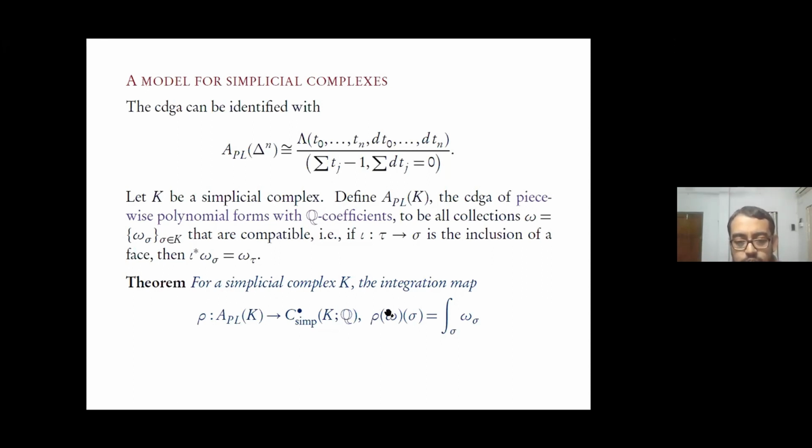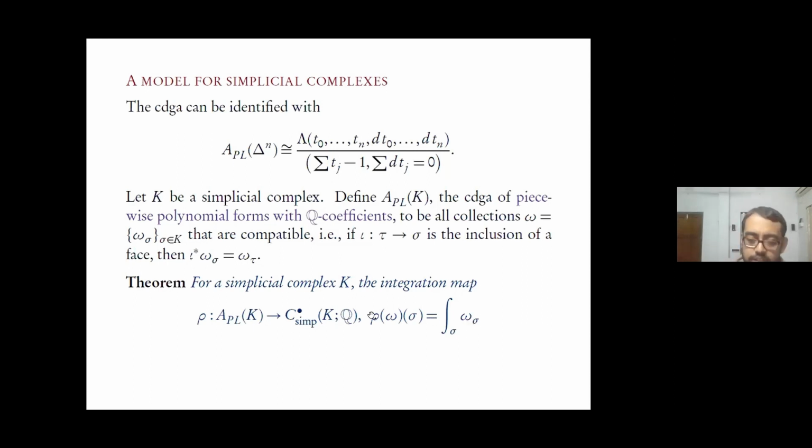So what does it do? Given this collection omega right here, rho of omega has to be a simplicial cochain, which means given a constituent simplex sigma, I have to give you a rational number. And what does it do? Well, you look at the omega sigma and you integrate omega sigma over sigma, and whatever you get, that's a rational number, and that is basically this map.